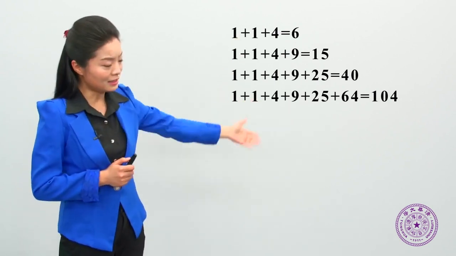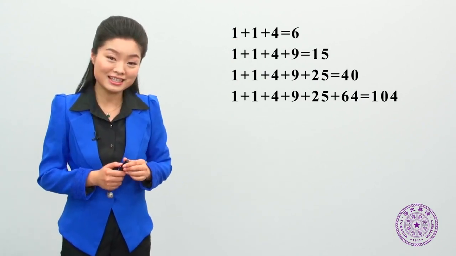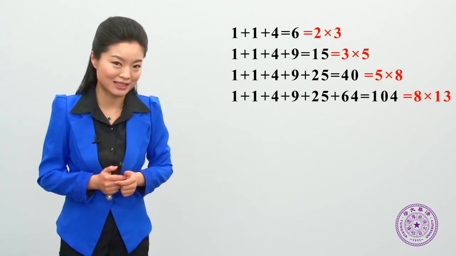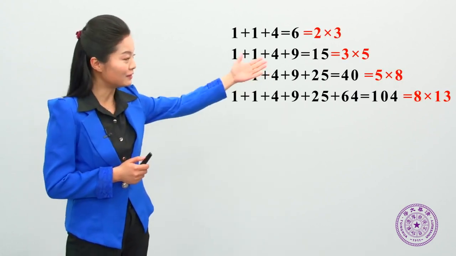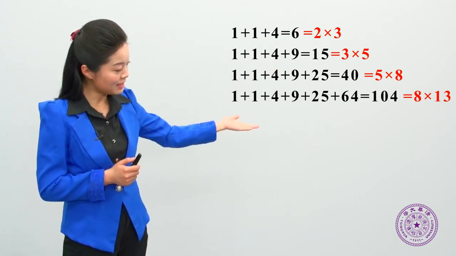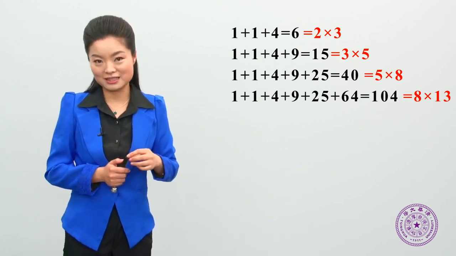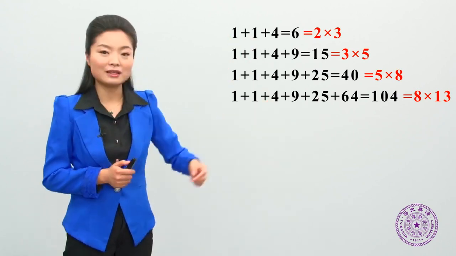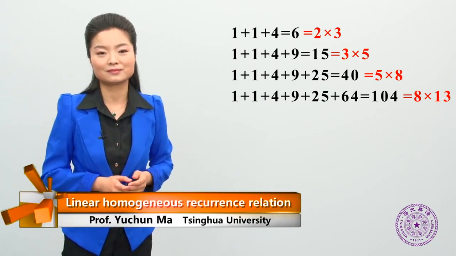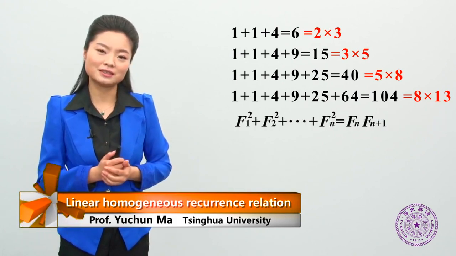What's the relationship between these sums and Fibonacci numbers? We may not be able to discover it now, but if we convert the right side to the product of two integers, we will find that 6 equals 2 times 3. Then let's see, 104 is equal to 8 times 13. So actually, all the right-hand sides are equal to the products of two adjacent Fibonacci numbers. So now, could we find an identity for it?